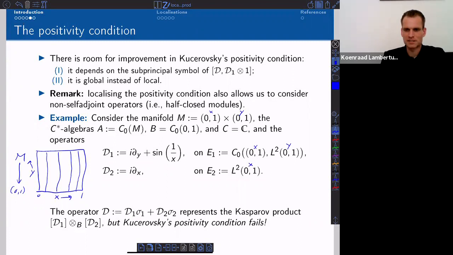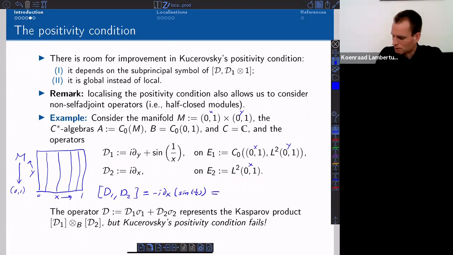So Kucerovsky's positivity condition is sort of a condition on the commutator of D with D1. So the commutator or anti-commutator of D1 with itself is not really the issue, but the issue comes from the commutator of D1 with D2. So if we try to compute this, d2 is just the derivative operator in the x direction, so it doesn't commute with this function of x. What it does is it computes the derivative of that function. So what we get, if you compute the derivative, is this factor 1 over x squared out front.